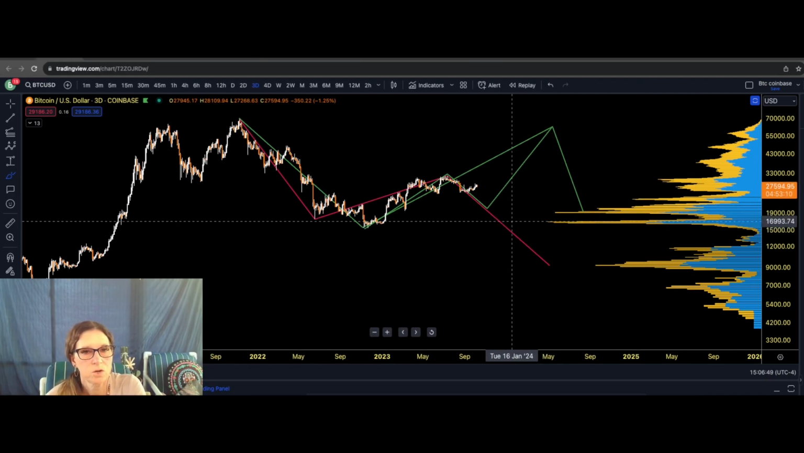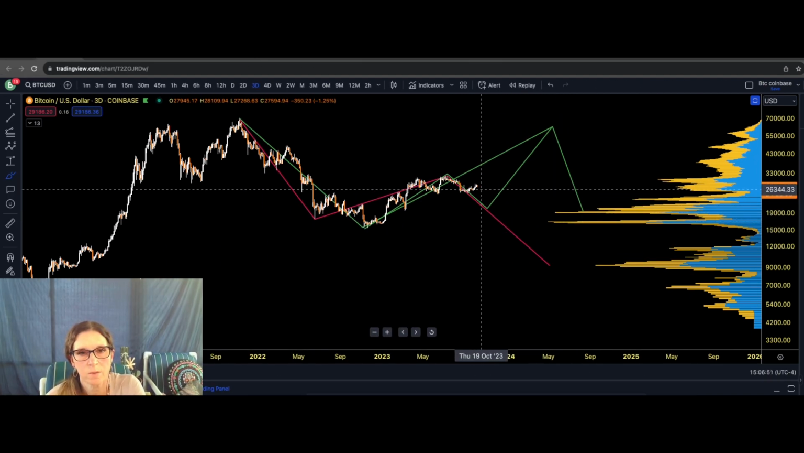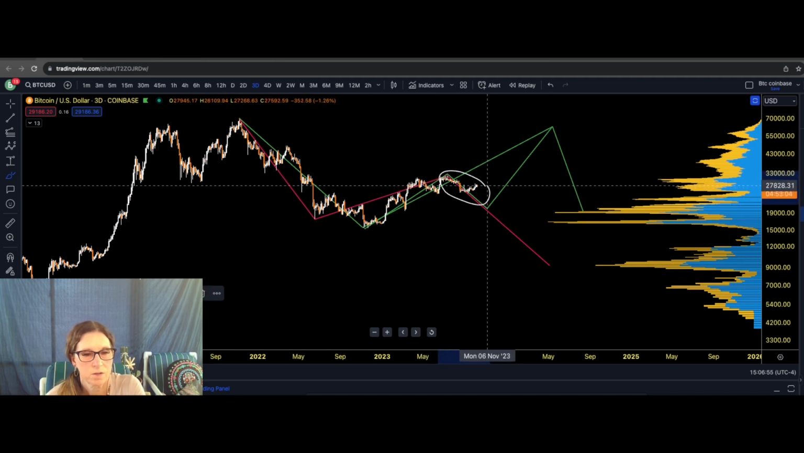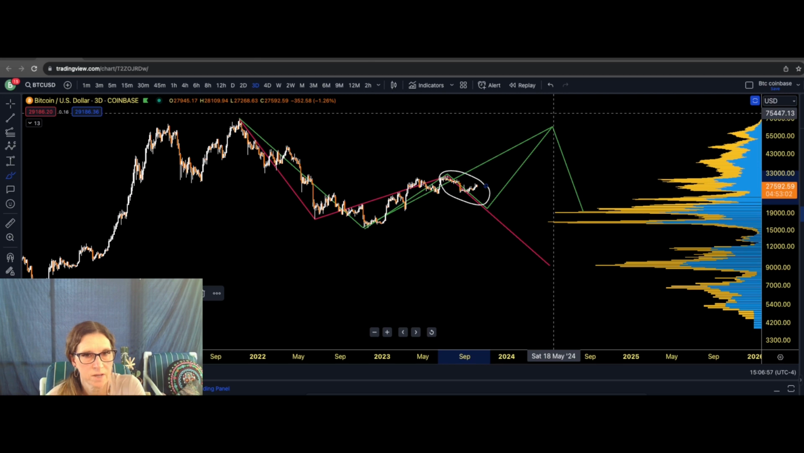When we get onto the lower time frame, we will talk about what Bitcoin needs to do inside of this connector to make this partner leg to the upside.